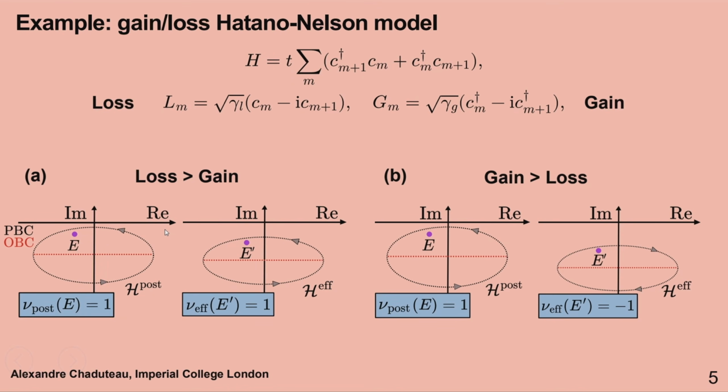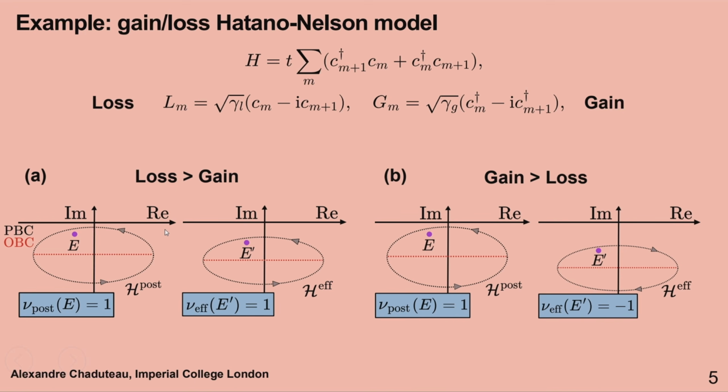Here we consider a specific system where we want to realize the Hatano-Nelson model as the post-selected non-Hermitian Hamiltonian. So here we choose a Hermitian Hamiltonian H, which is just a nearest neighbor tight binding model. And the loss operators on the top left, L_m, go as c_m minus i c_{m+1}, up to some factor. And gain jump operators are another set of jump operators, which go c†_m minus i c†_{m+1}, up to some factor.